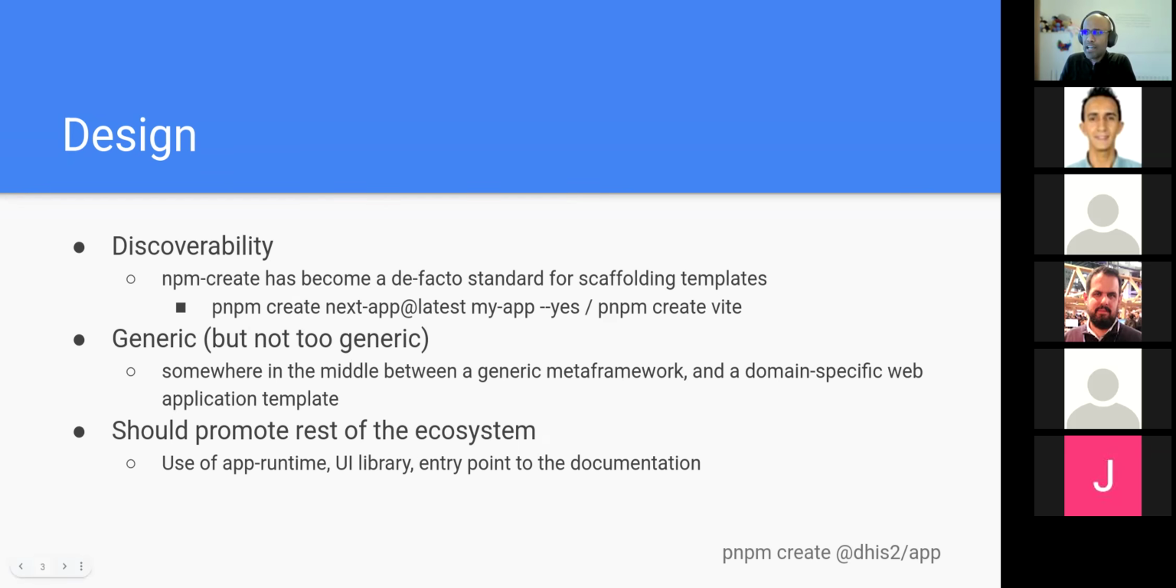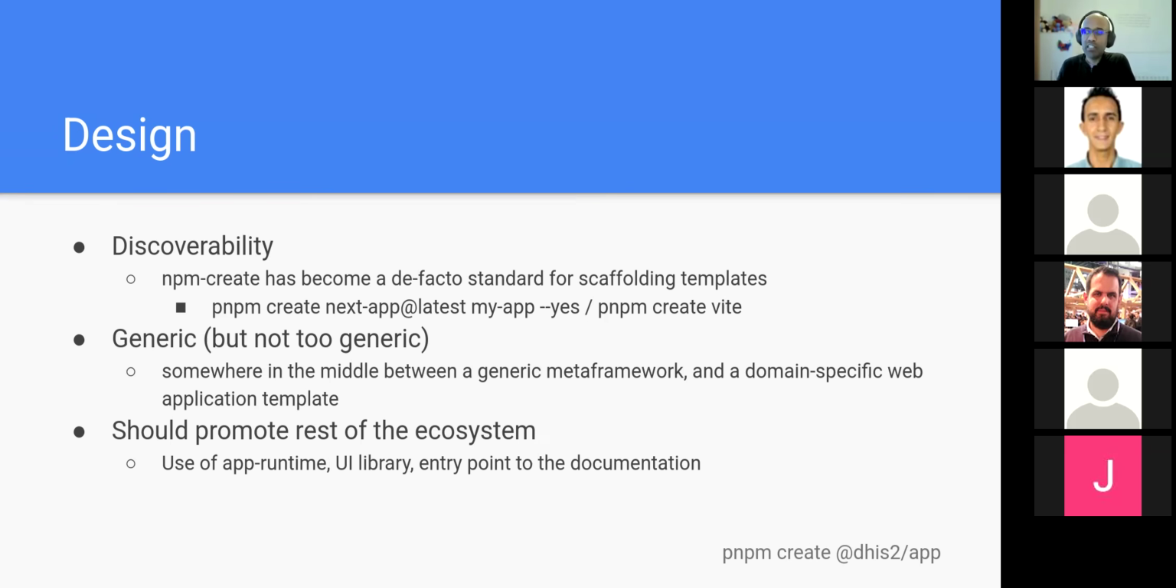Another design decision is how generic it should be. We are somewhere in the middle between a generic meta framework and something that's specific to DHIS2, to this platform. This took a bit of discussion about where we would draw the line there. And we think we got it right, more or less. We want a starting point that at least has examples of how you call the API, how you get some metadata. When you start a new project, you want some code quality attributes there. You want a linter setup and so on.